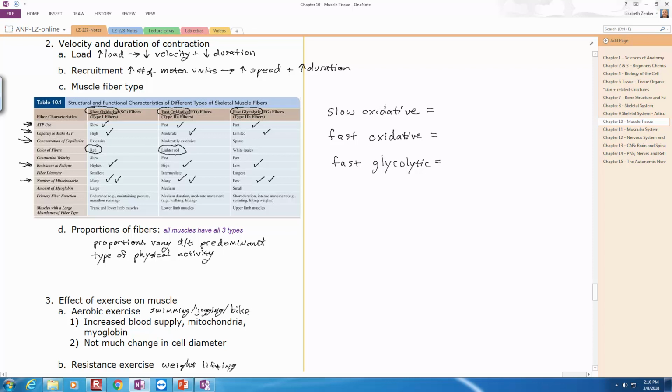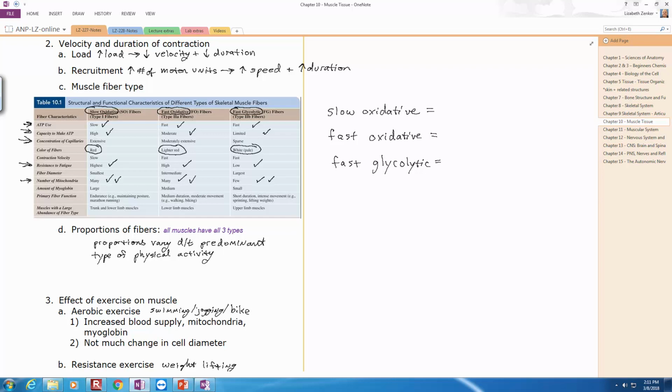So fast oxidative is still red, but look here at our fast glycolytic, they're pale, kind of whitish. Okay. So remember, they have a lack of oxygen, thus they're bypassing mitochondria and they're not making all that ATP. All of these things are really tied in. If I don't have this, then I don't have this, this, or this. And that'll help you guys remember who is what.